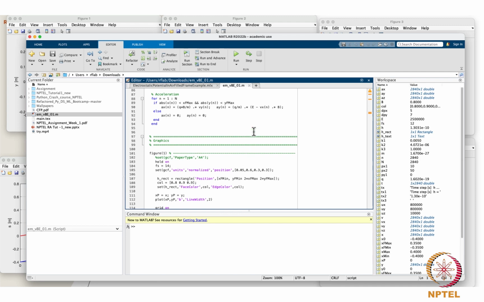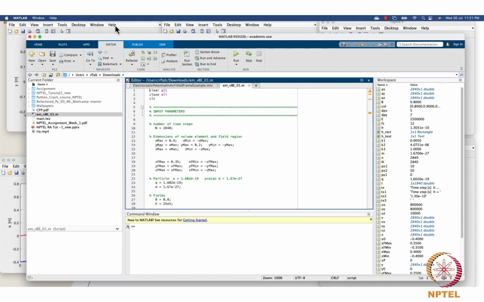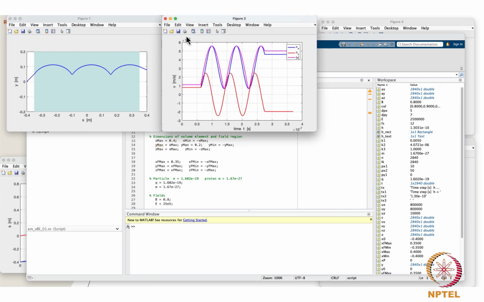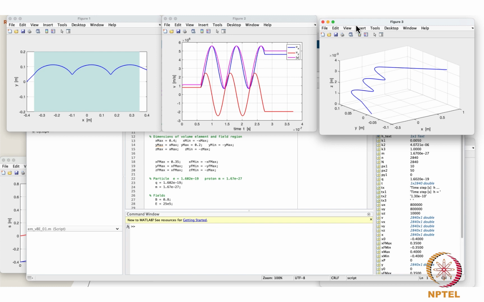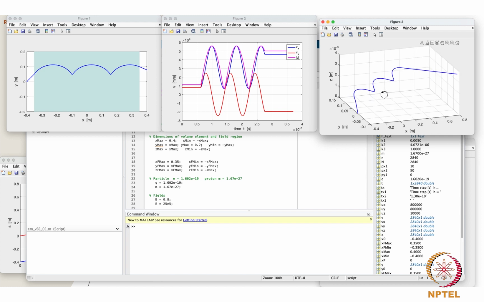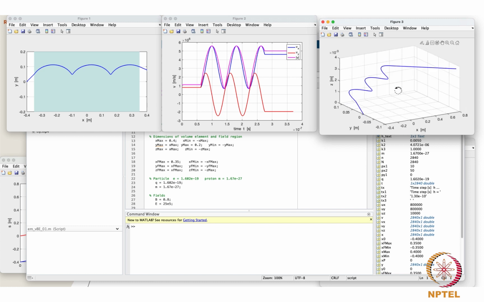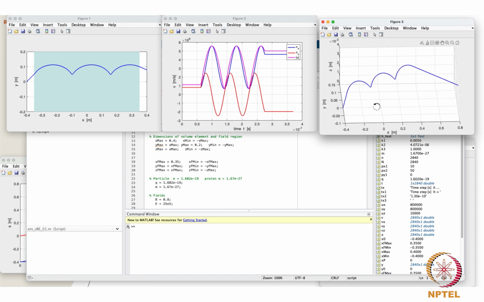So when you run this code, you will get a graph with x and y coordinates showing how the particle is moving in 2 dimensions. Then you will get a figure showing the velocity with respect to time, in vx and vy, and its magnitude also. In the third figure, you will get a 3D plot of how the particle is moving in 3 dimensions. Okay, so you can see it is moving in a sinusoidal way.